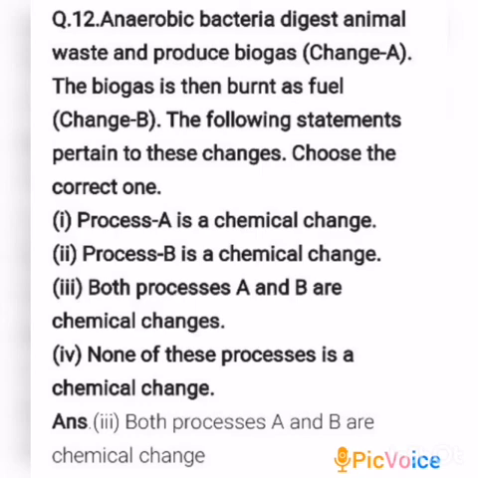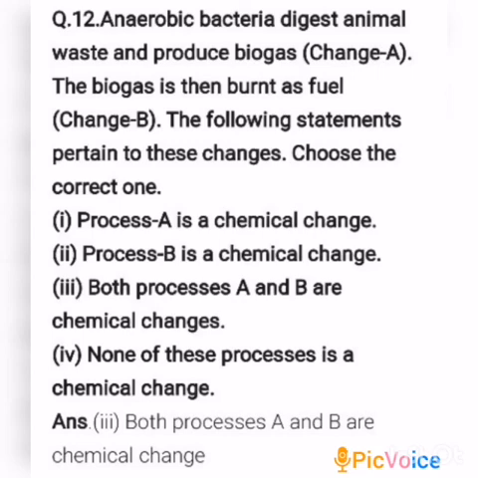Then what are the options here? First one, process A is a chemical change. Then process B is a chemical change. Then third one, both processes A and B are chemical changes. Then fourth one, none of these processes is a chemical change. Which one is the correct one, children? First, change A, anaerobic bacteria digest animal waste and produce biogas. Yes, digestion of animal waste to form biogas is a chemical change.